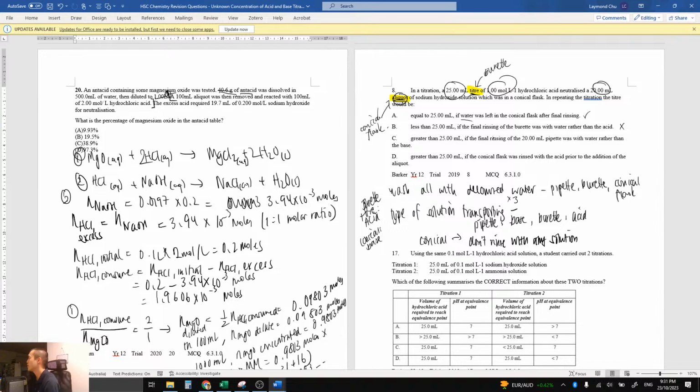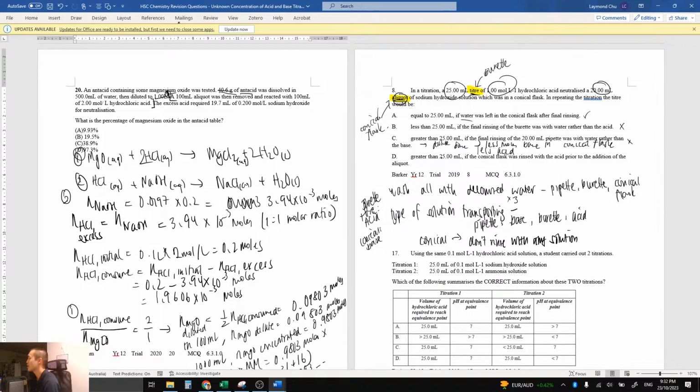So if we're rinsing the pipette with the base, that's true. If the final rinsing of the 20 ml pipette was with water rather than the base, we would dilute the base, as in we end up having fewer moles of base in the conical flask. So what's the result of that? Then we would need less acid. So our titer will be less than 25 mils, not greater. So that's not true either.